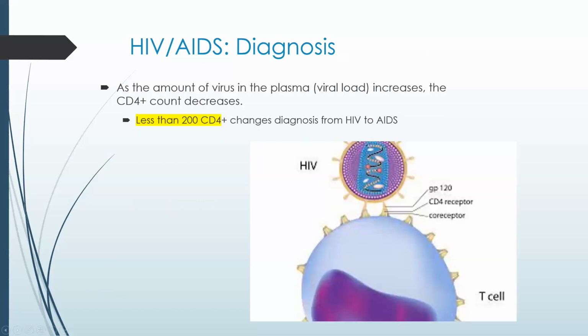Sorry, I advanced the slide. Less than 200, if their CD4 count is less than 200, then they have converted to AIDS officially.